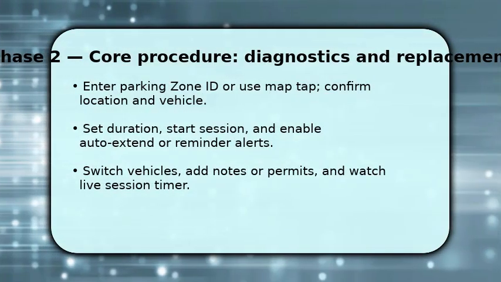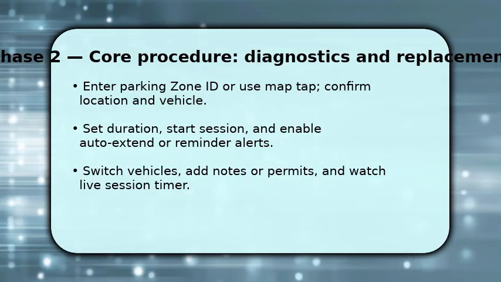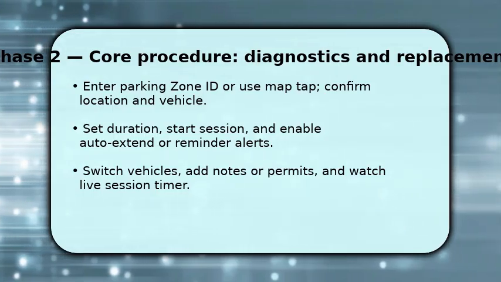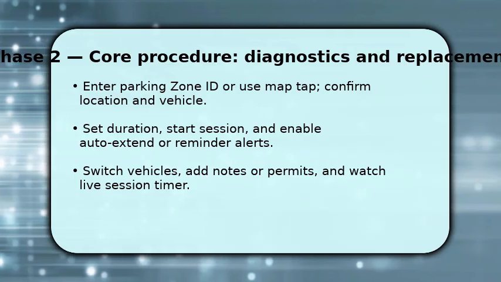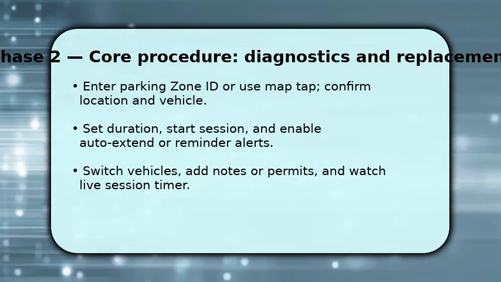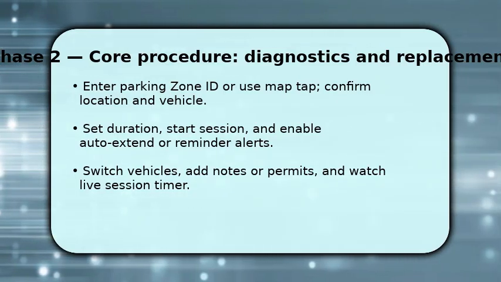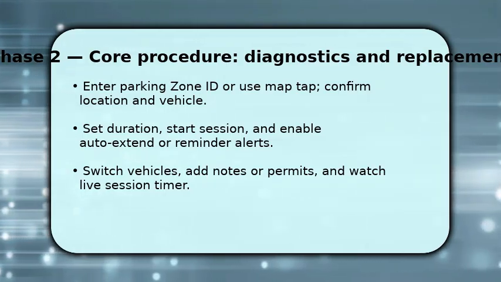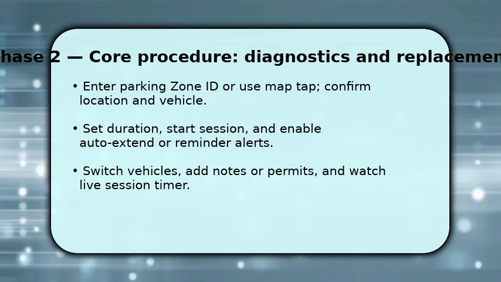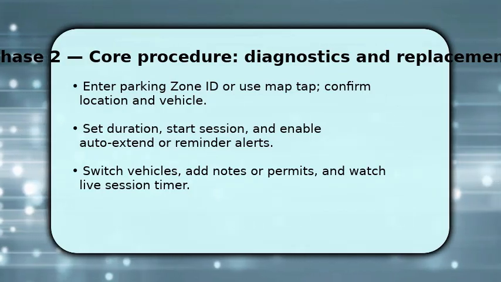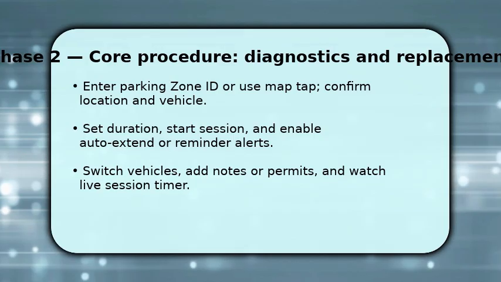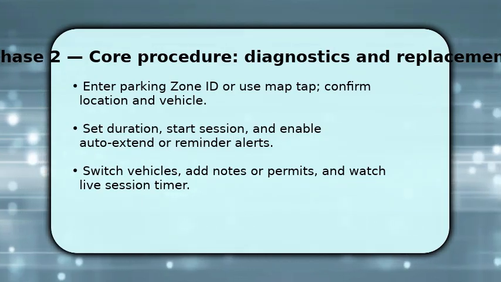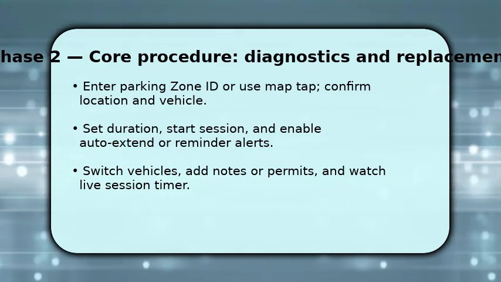You'll now start a parking session. Enter the zone ID or tap the map pin to confirm your exact spot, then pick the vehicle. Set the duration you want and choose Auto Extend or a reminder so you don't overstay. Tap Start to begin the timer, and you'll see live countdown and cost estimates. If your situation changes mid-stay, change vehicle, update permit info, or extend the session from the app. These steps keep you compliant and avoid tickets.